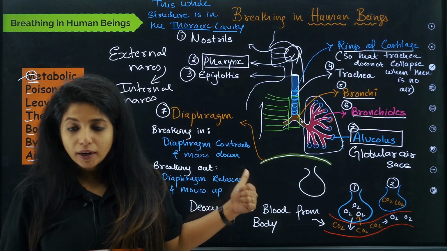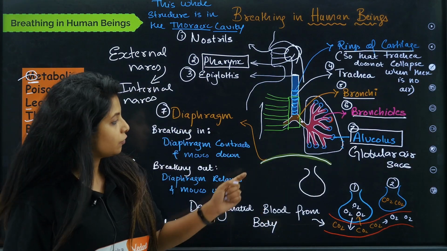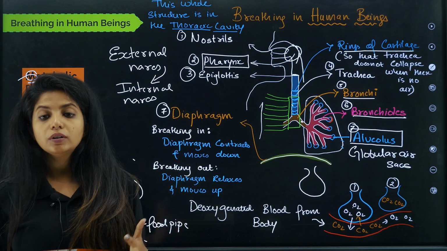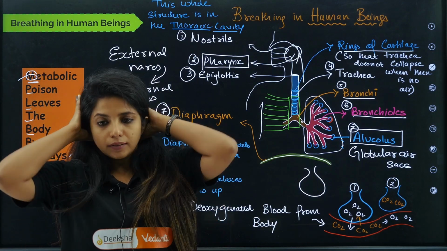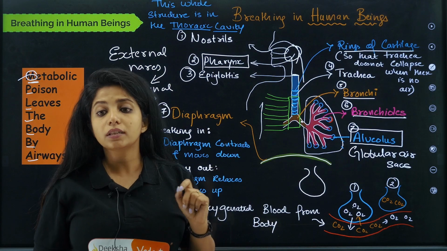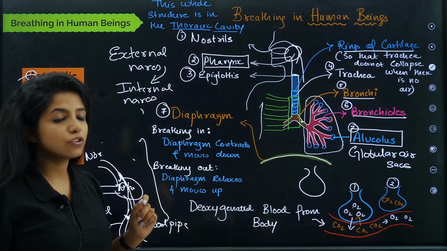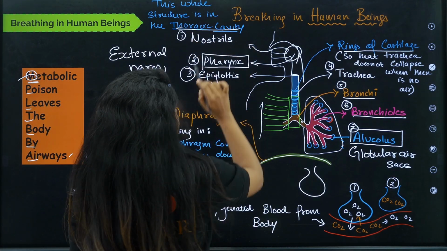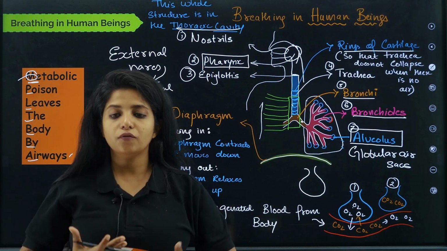Now, what is the role of the diaphragm over here? The diaphragm is a muscular tissue that you find over here. What does it do? I want to tell you one thing: this particular region where everything is located, you call this region the thoracic cavity, where my heart, my lungs, and everything is present.